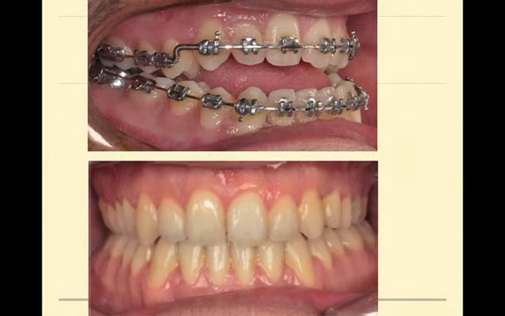This is the patient after we finished the treatment. You can see now everything is at one level. What we did is we moved the maxilla forward and dropped it down.